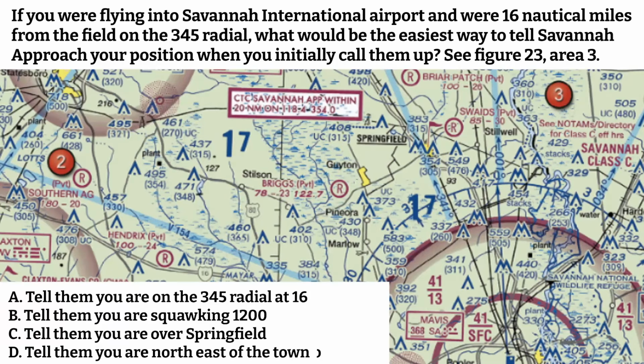Okay, question 6. If you were flying into Savannah International Airport and were 16 nautical miles from the field on the 345 radial, what would be the easiest way to tell Savannah approach your position when you initially call them up? See figure 23, area 3. Now, for this one, you're going to have to use the figure. If in doubt, always look at the figure. It never hurts to get more details on what they're asking you. Before I show you this one, let's look at what everyone said.